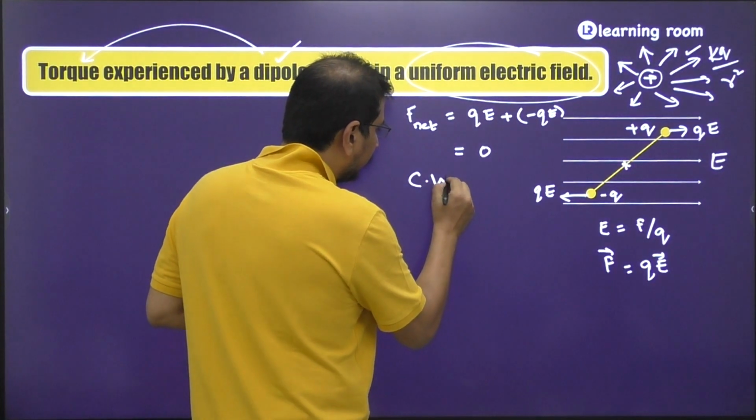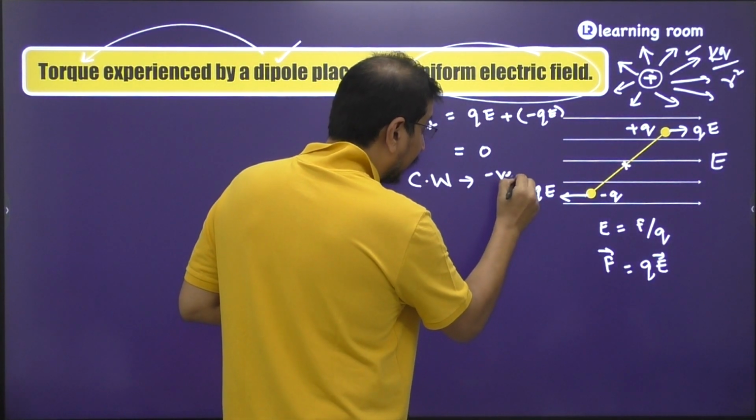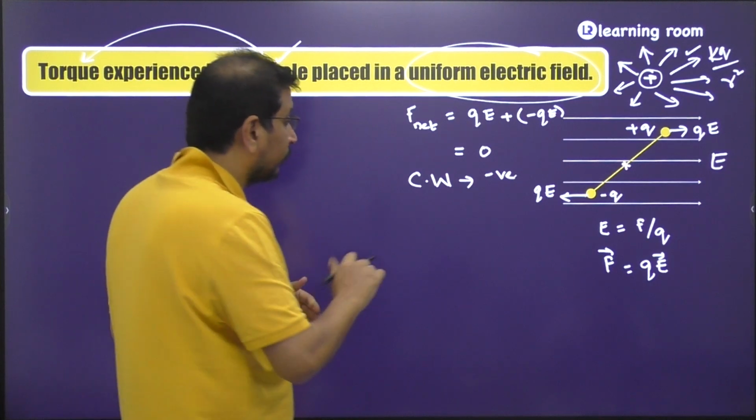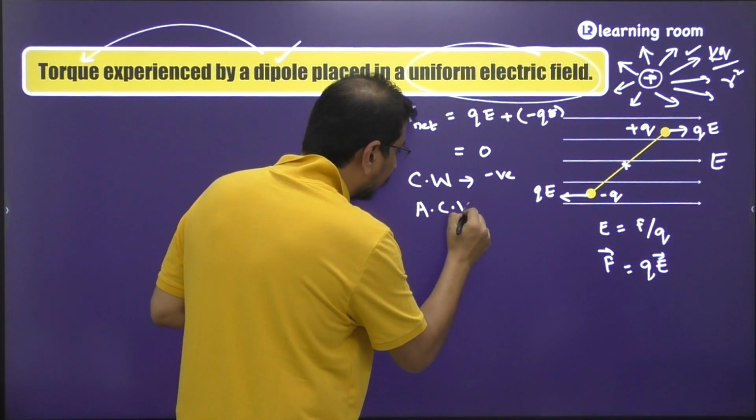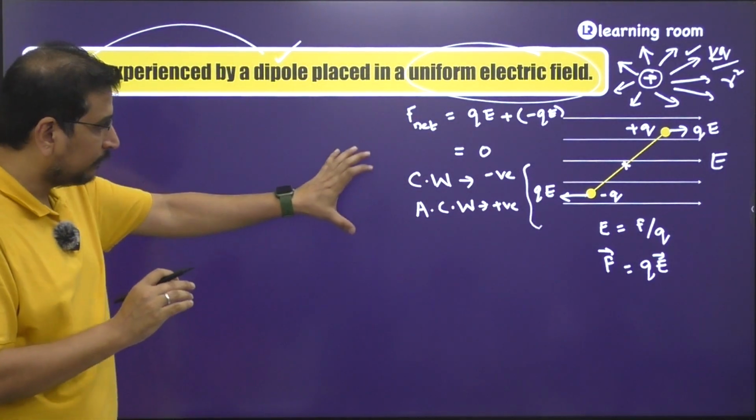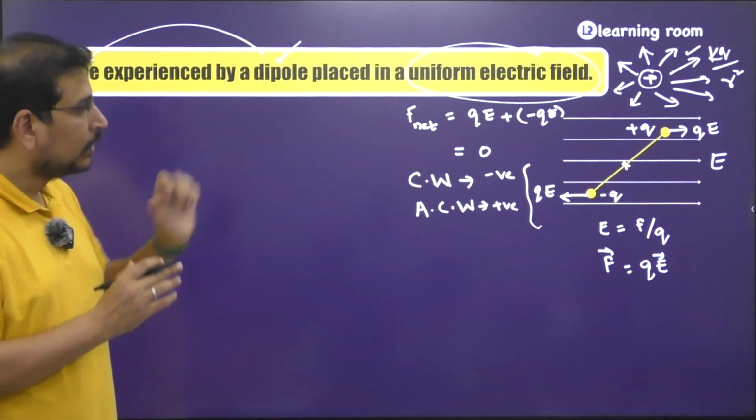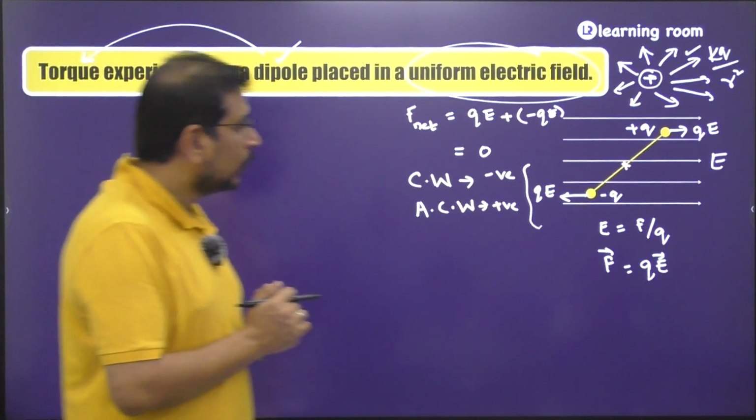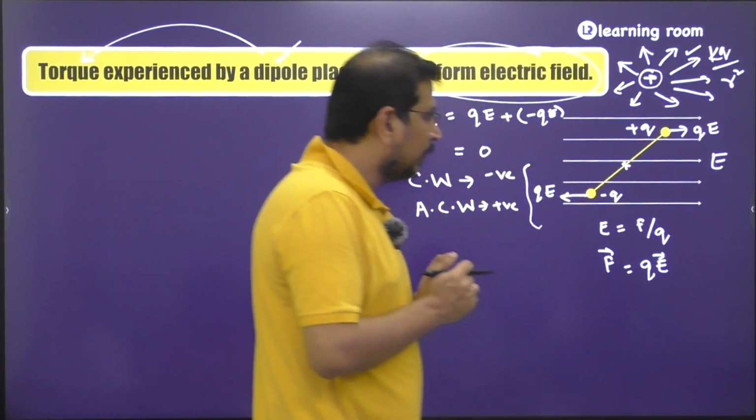Clockwise moments are negative. Away from you is negative. Anti-clockwise is positive. I hope it is clear. Right. Have this in your mind. This is just an idea to be kept in our mind. Now, having said this, shall we start with the main derivation?